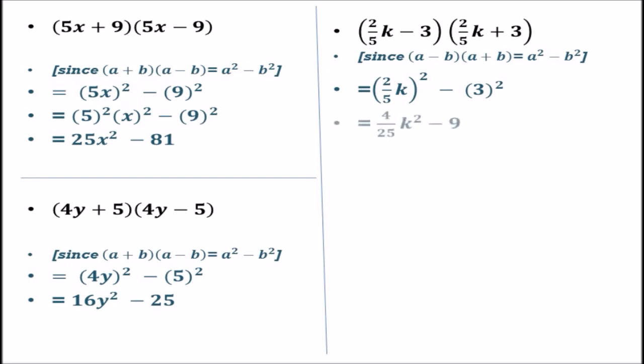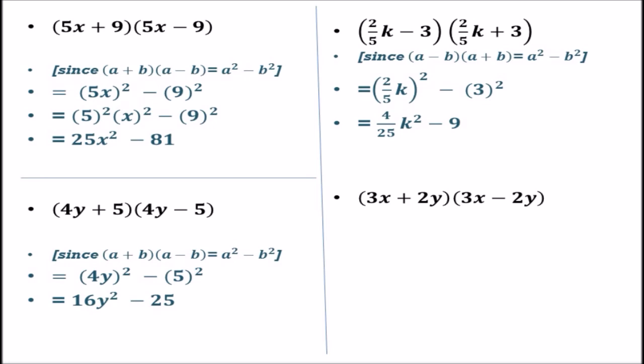2 2s are 4, 5 5s are 25, k square will remain like that, minus 3 3s are 9. So this is our answer. Next, 3x plus 2y into 3x minus 2y. Now both the quantities have variables.